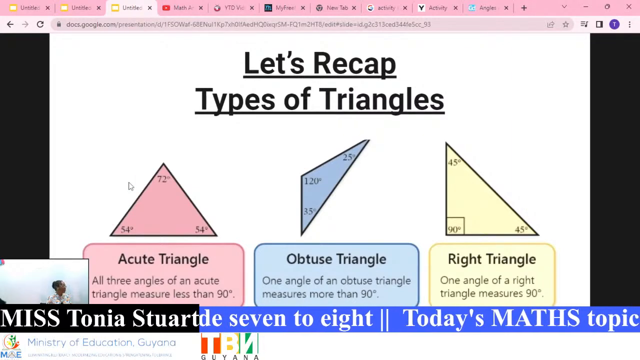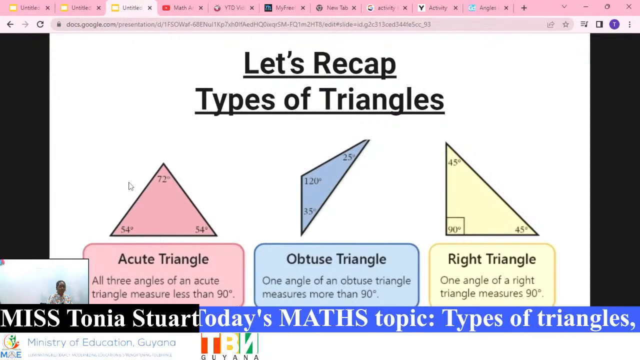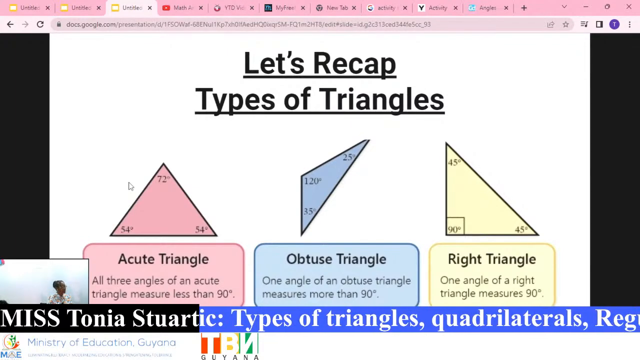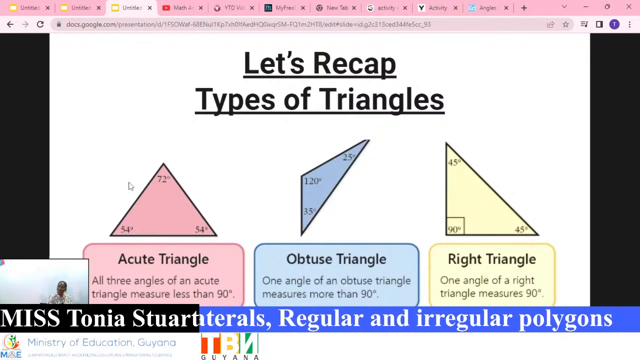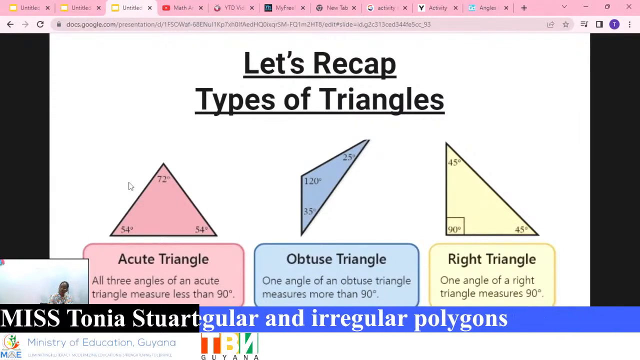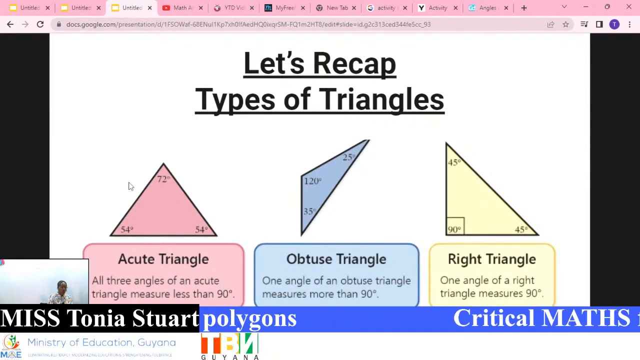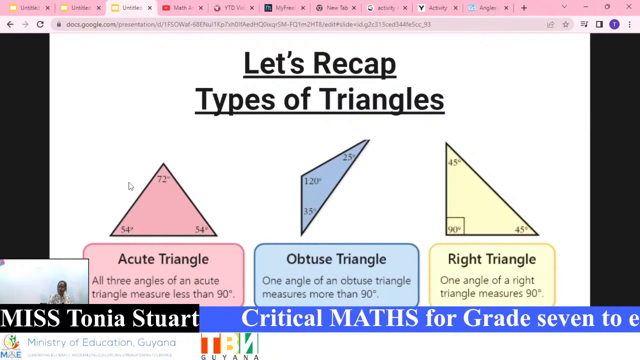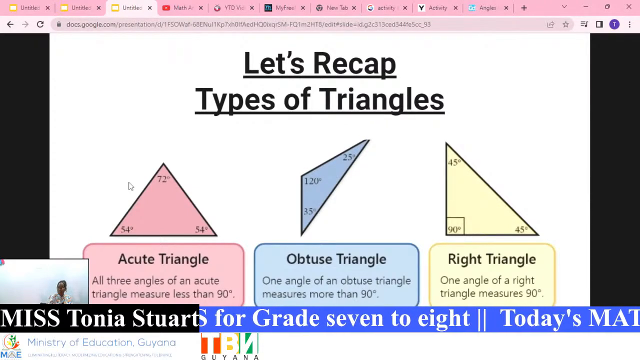From your observation and from what it states, Shamar, could you please read for the acute triangle? Acute triangle. All three angles of an acute triangle measure less than 90 degrees. Good. Remember, when we did acute angles, we know that an acute angle is less than 90 degrees. So all the angles are less than 90 degrees.